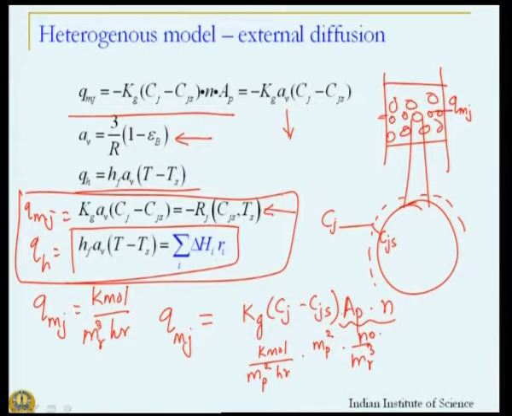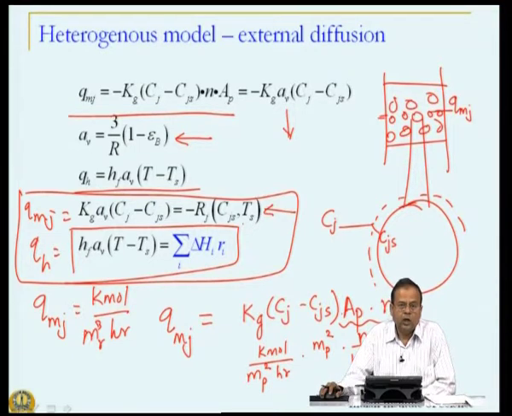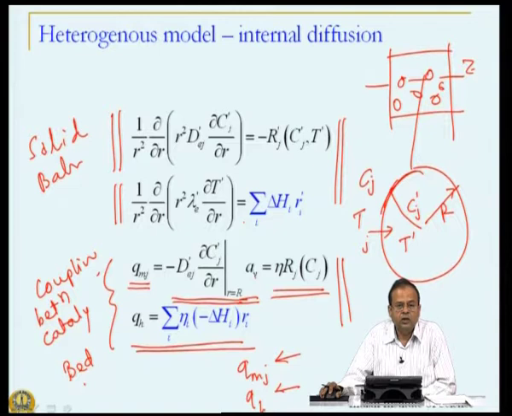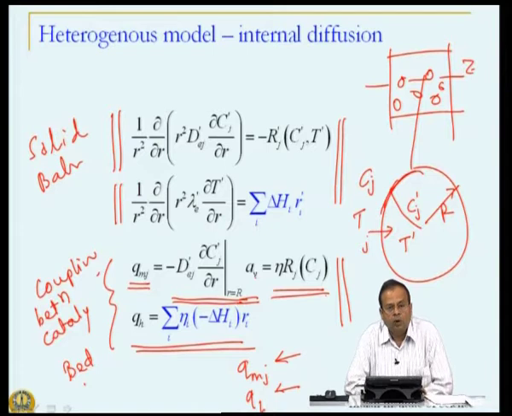If external diffusion is important, then Q_MJ is nothing but the rate of mass transfer from bulk to the surface of the catalyst, which is the same as the rate of reaction at the surface conditions, and similarly for energy. If we assume that both energy and mass internal transport limitations are there, then we have to write separate balances for the solid phase and couple them through these boundary conditions.